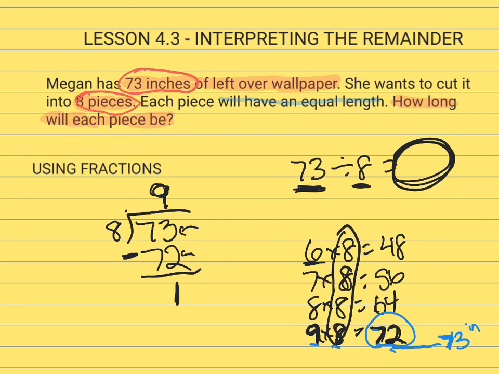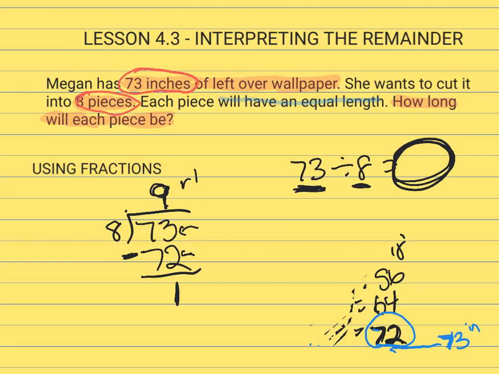Okay, now if we were doing this as in 4.2, then we could just say 9 with a remainder of 1, and then we're done. The problem is this doesn't really help Megan at all, because we can't tell her you're going to have 9 pieces with a remainder of 1, because that doesn't really mean anything to her. She doesn't know what 9 with a remainder of 1 means. So that's why we need to interpret it.